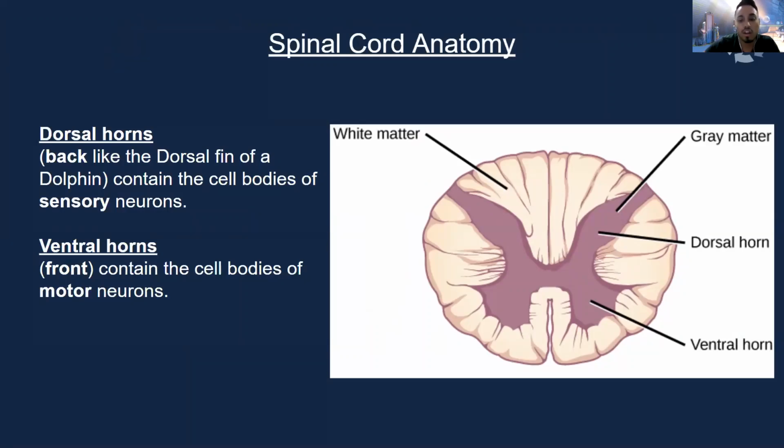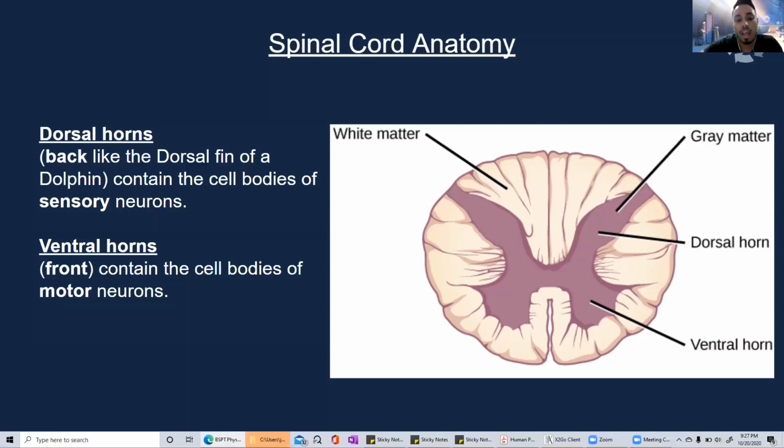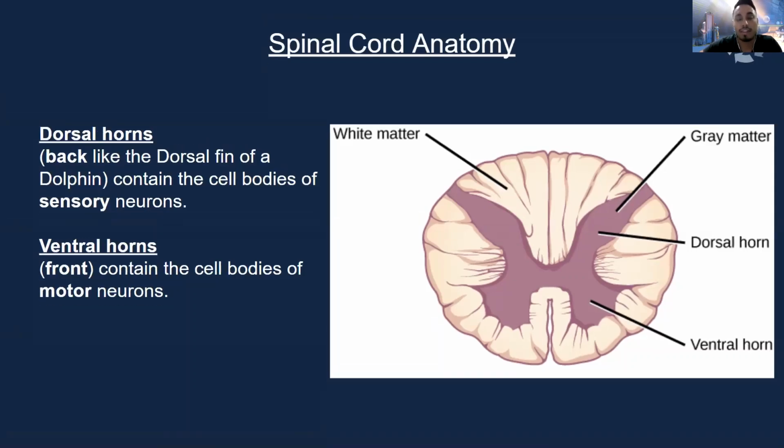However, the ventral horns are located in the front of the spinal cord, and these contain the motor neurons. And I guess you always want to run forward. You don't want to run backward. So your ventral is in the front and it involves movement. So forward, movement, front, and then dorsal is in the back, sensing.